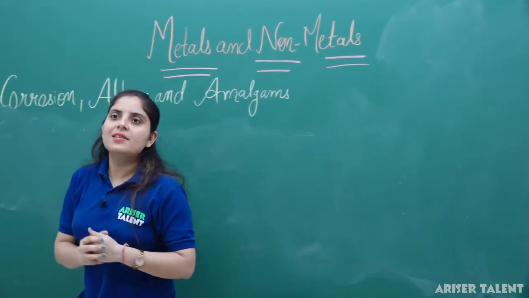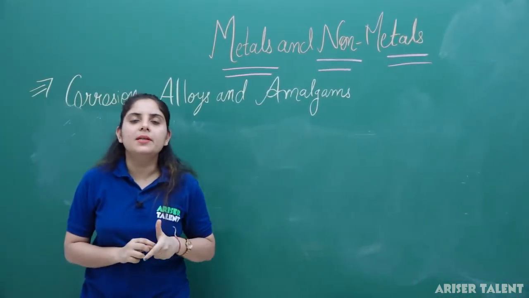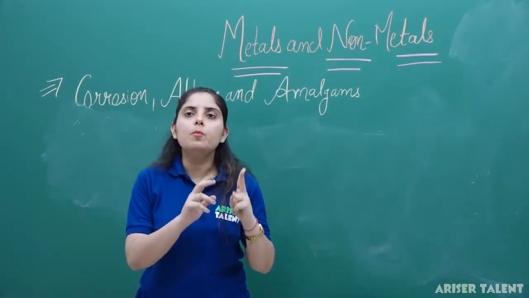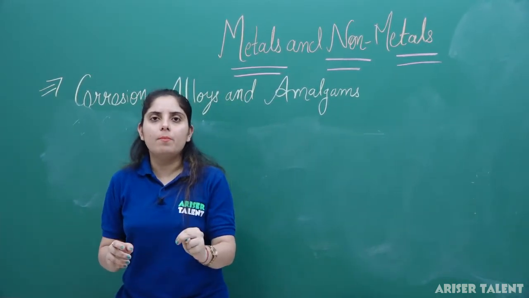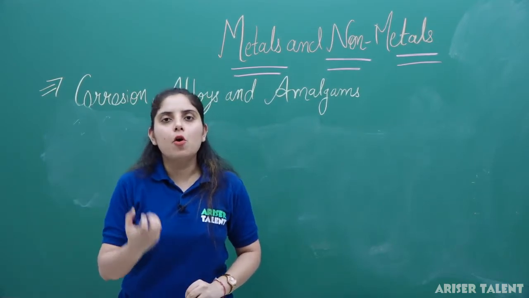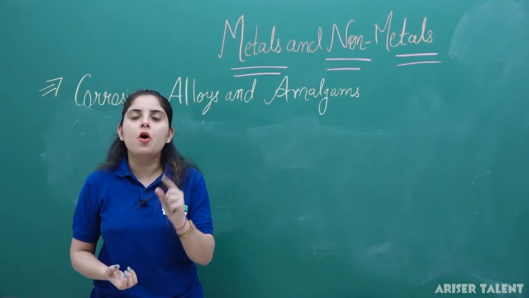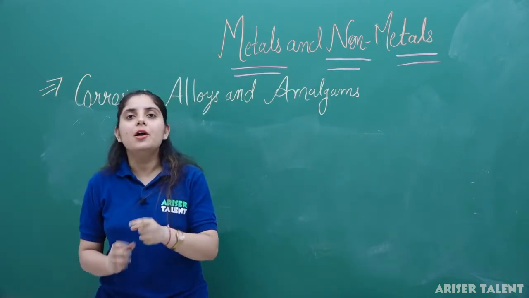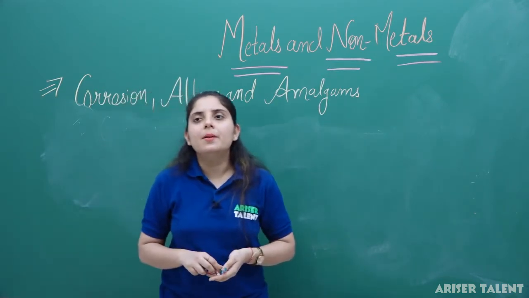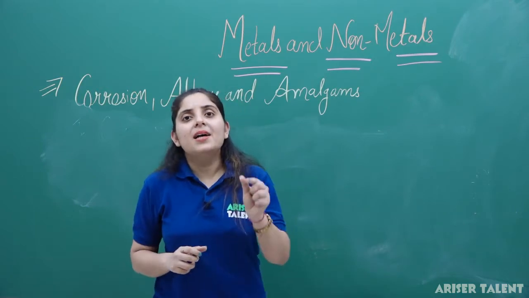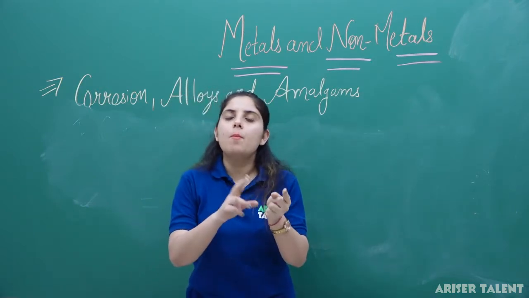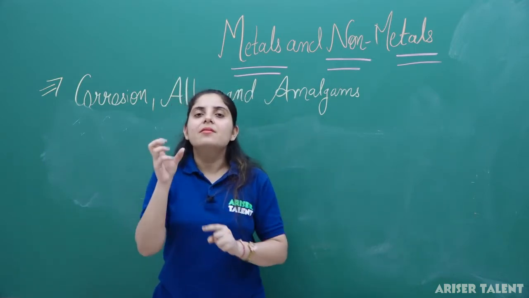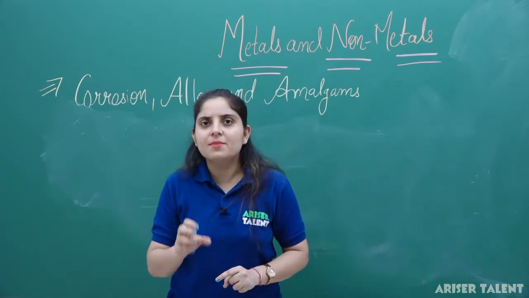In your lower classes, you have simply heard about the term alloy. Alloy means it is basically a combination of two metals, or a metal and a non-metal. So we can say that an alloy is a homogeneous mixture of two metals, more than two metals, or a metal and a non-metal. We have simply heard about the term brass. Brass is basically a mixture of copper and zinc. Copper and zinc both are metals, so we can say that this is completely a homogeneous mixture.